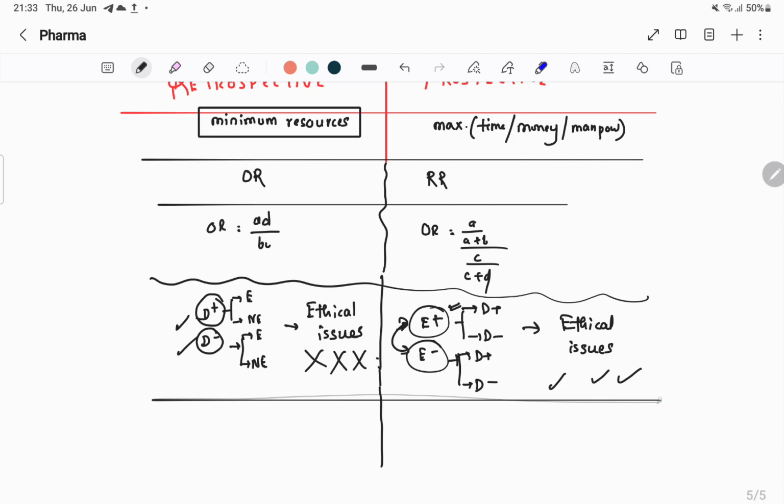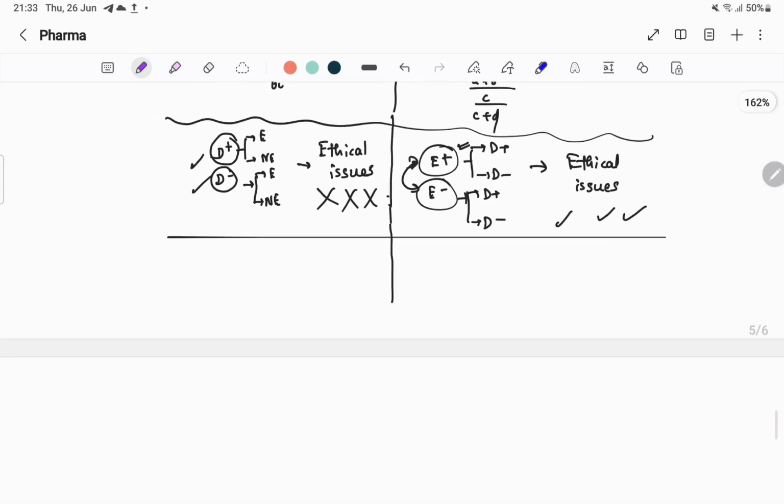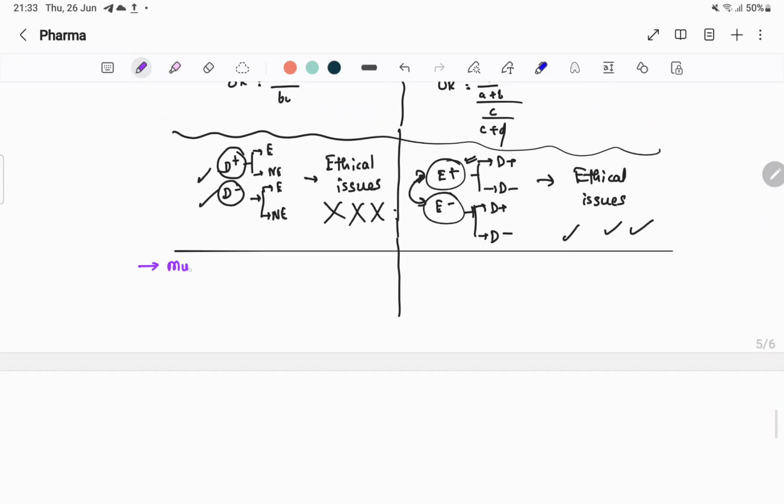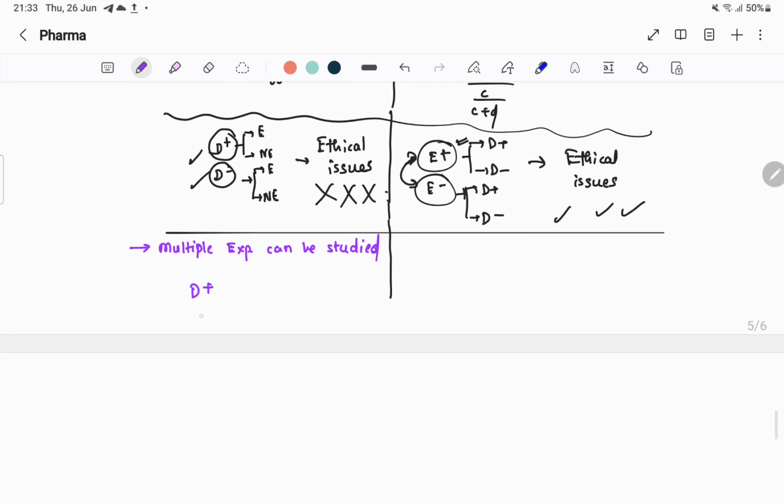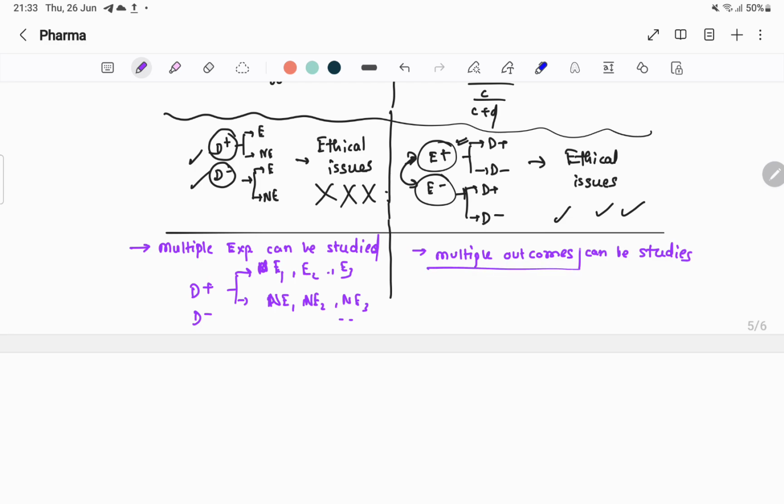Important line now, that in this case control, multiple exposures can be studied. Because you are taking disease and non-disease, and you can study a variety of exposures, right? Exposure 1, exposure 2, exposure 3, you can study anything. Non-exposure 1, non-exposure 2, non-exposure 3, you can study anything. Multiple exposures you can study. Here, multiple outcomes you can study.